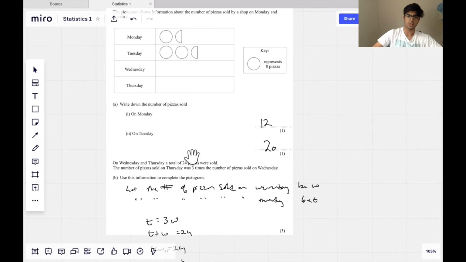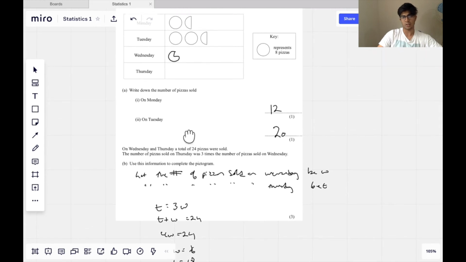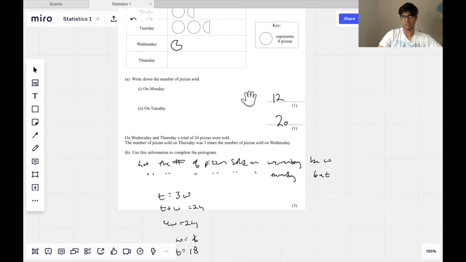So to draw 6 in this, well, if 8 is the total pizza, 6 over 8, we need 3/4 of the pizza. So we draw 3/4 of the pizza as best we can. That's 6. Looks a bit like Pac-Man. And then 18: we do 18 divided by 8 to get the number of pizzas. 18 divided by 8 is 2 and 2 over 8, so 2 1/4.